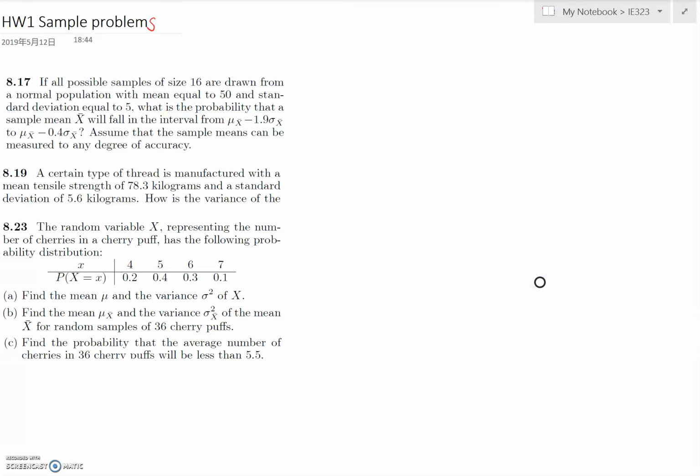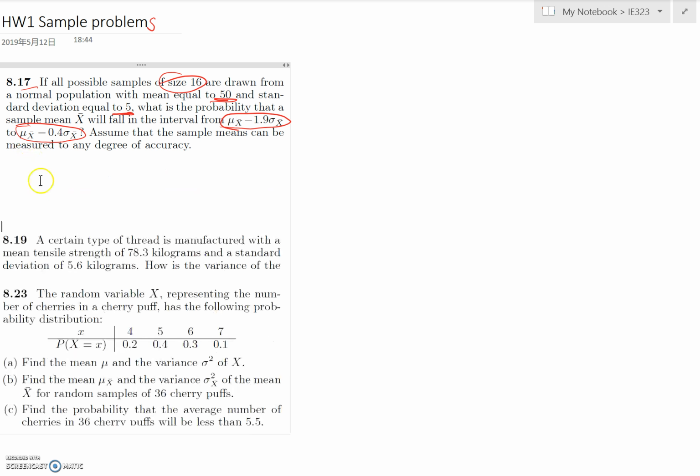First, let's take a look at this problem. If all possible samples of size 16 are drawn from a normal population with mean equal to 50 and a standard deviation equal to 5, what's the probability that a sample mean x bar will fall into the interval from this to this? Assume that the sample means can be measured to any degree of accuracy. Well, let's have more space here.